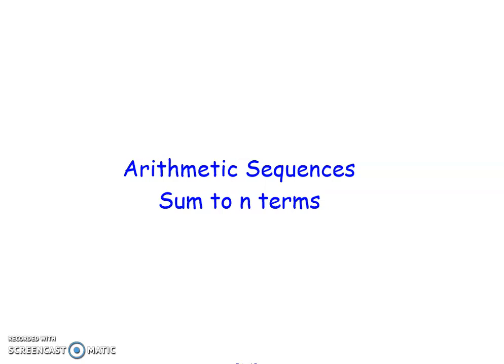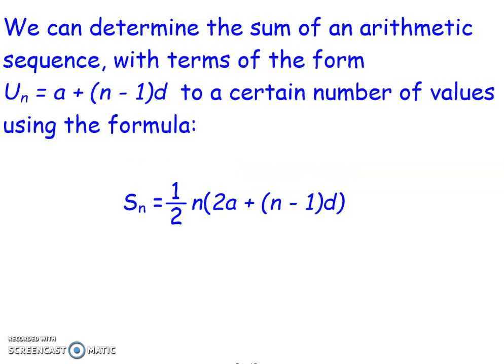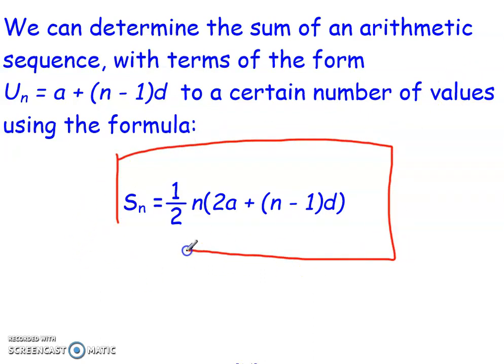Now this takes a very special format and is actually quite easy to use. So what we can do is we can determine the sum of an arithmetic sequence where terms take the format of u_n equals a plus (n minus 1) times d, that we already know, to any certain number of values using this formula here.